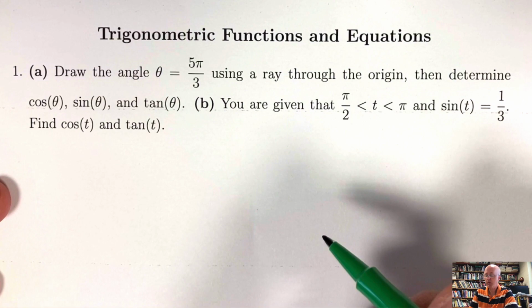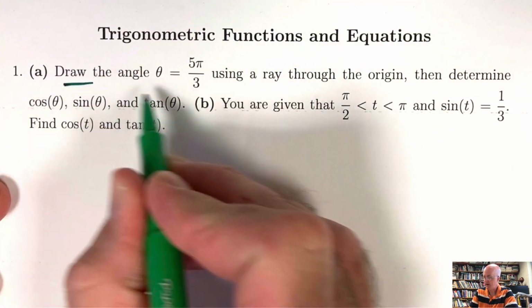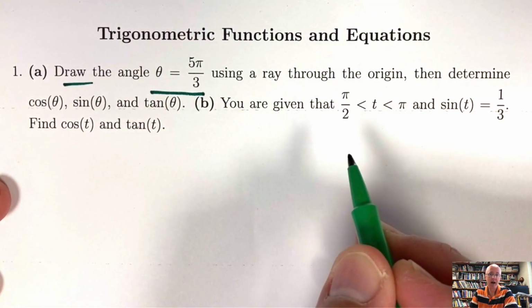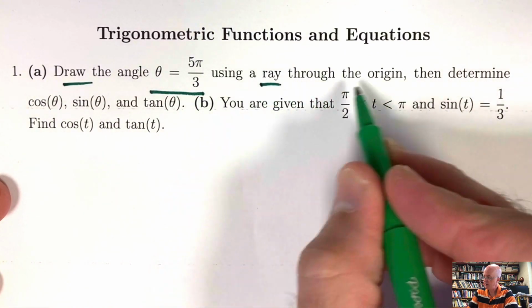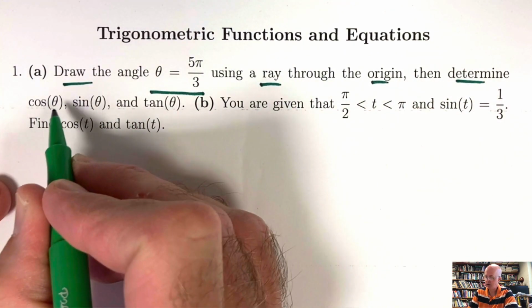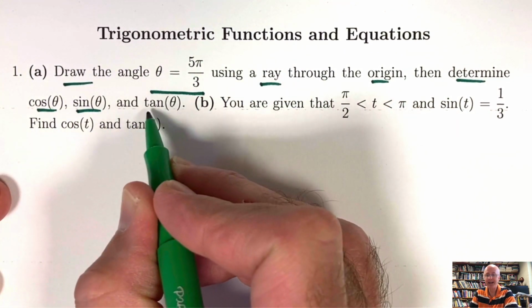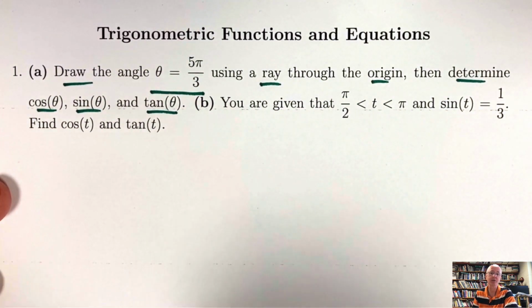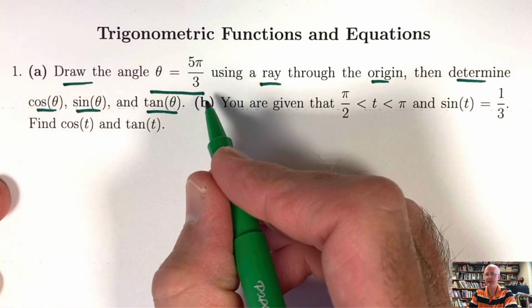Let's use the unit circle to solve some problems about trigonometric functions and equations. Problem 1 says to first draw the angle theta equals 5 pi over 3 using a ray through the origin, and then determine cosine of theta, sine of theta, and tangent of theta. We are using the unit circle definition of the trig functions. When it's not specified, you should assume theta is in radians, not degrees.